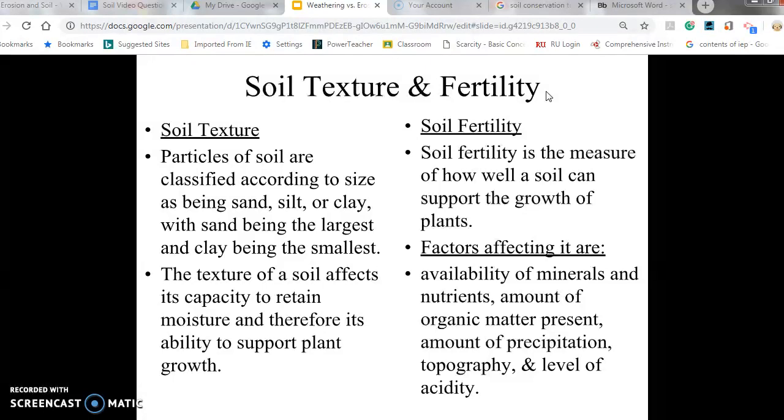When we measure soil fertility, it's how well the soil can support the growth of plants. And those factors that affect it would be the availability of minerals, what type of nutrients are there, how much precipitation you get, how much organic matter is present, whether it's on a slope or in a valley, okay? And of course the pH level, which is the level of acidity. So soil texture and fertility is another thing there.